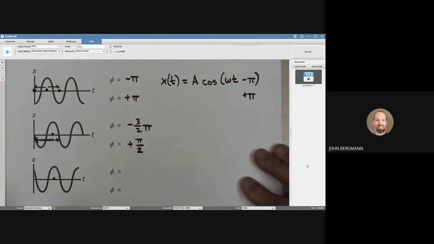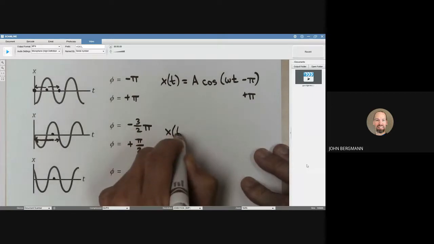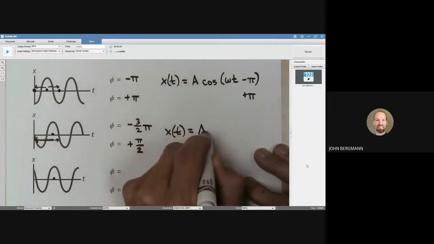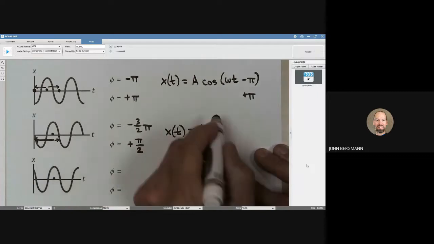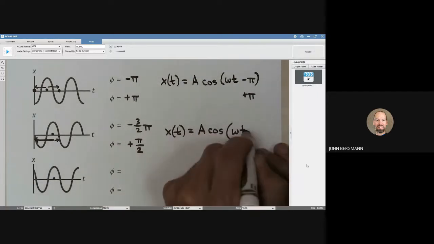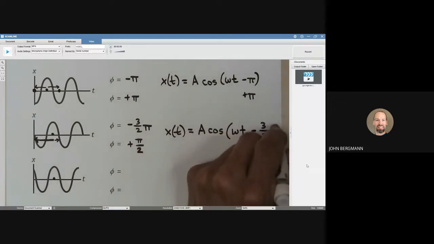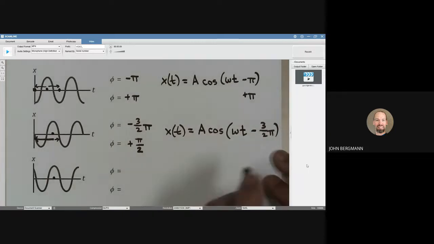When we write this equation, we would say the amplitude, they might give you that. They might tell you what the amplitude is. Omega t minus 3/2 pi. Or if you don't want to put minus 3/2 pi, you can put plus pi over 2.